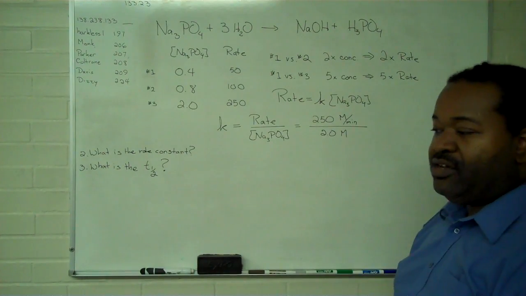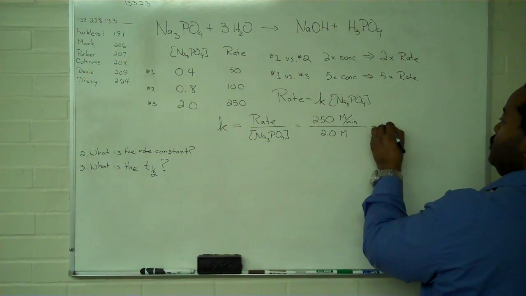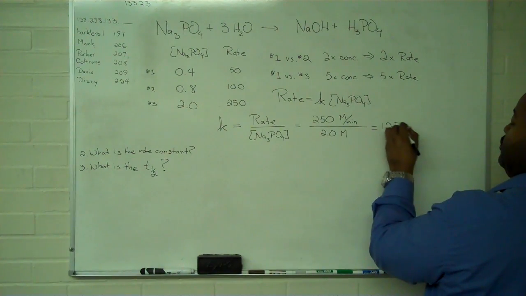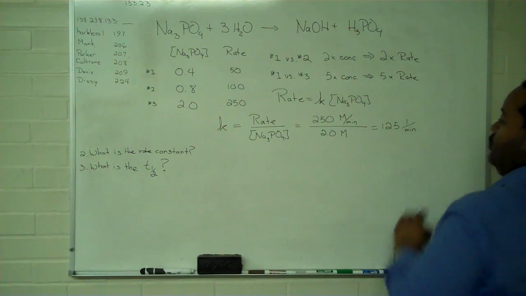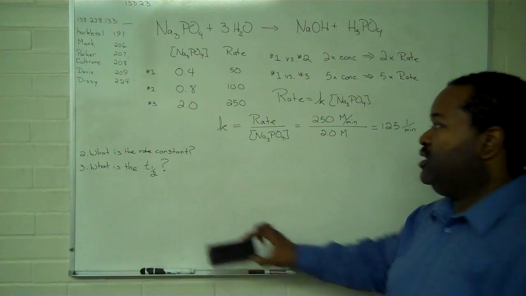And so this gives us a value of our rate constant as being equal to 125. And the units are 1 over minutes. So this gives us the value for the rate constant.